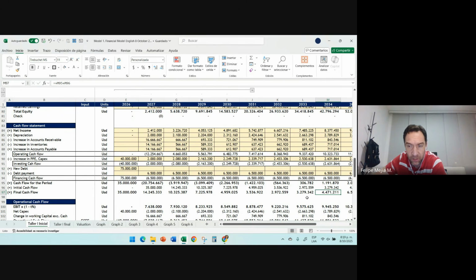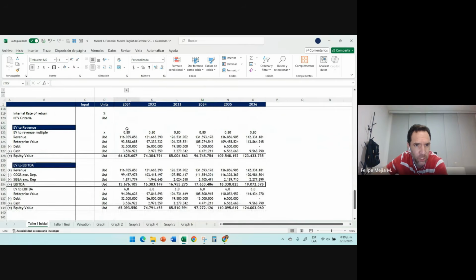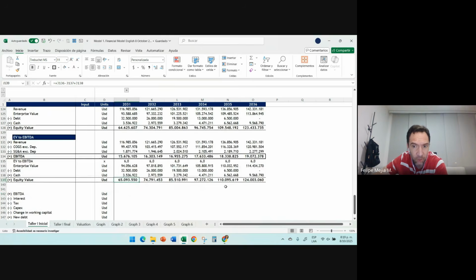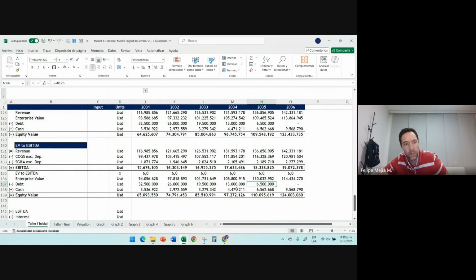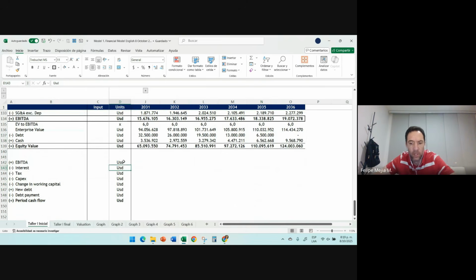So this number is not negative. That is precisely done so our multiple valuation works. Here we have a valuation of 124, 64 million, and 65. In this particular year, into 2035, if you look closely, you'll see that we have 6.5 in cash and 6.5 in debt. So this is a net debt effect of 0, which makes sense.